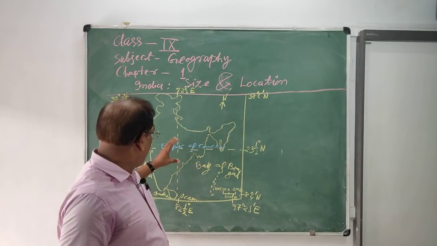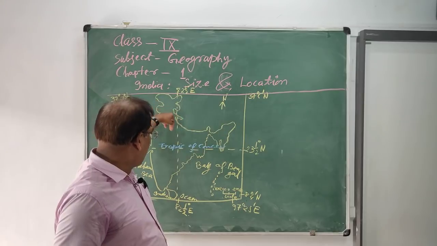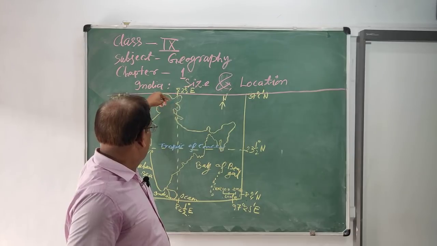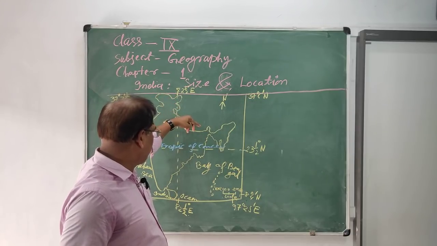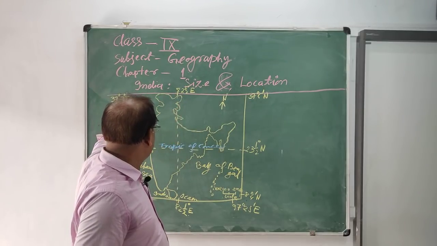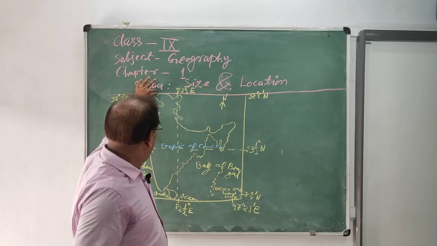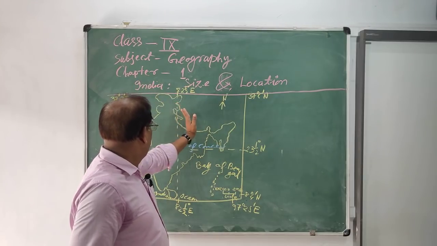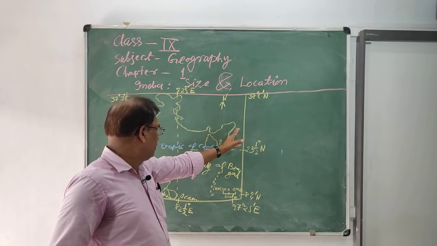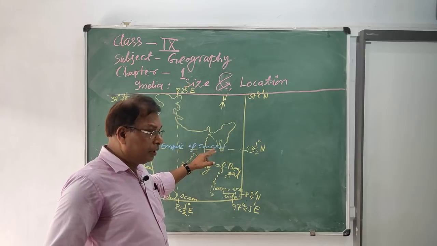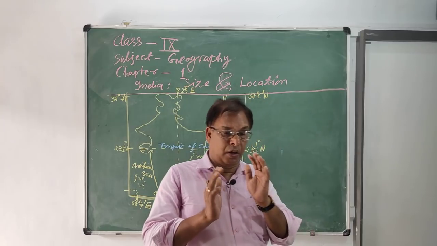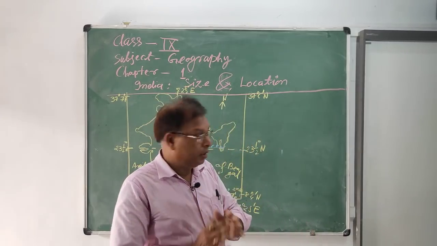India is completely surrounded and joined with boundary lines with other countries. That means Pakistan, here Afghanistan, China, Nepal, Tibet, Bhutan, Myanmar and Bangladesh. These countries are connected by land boundaries.